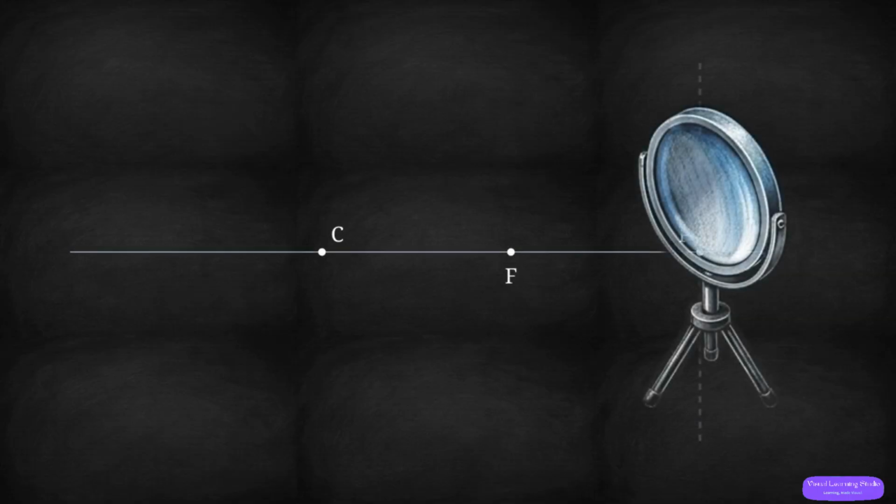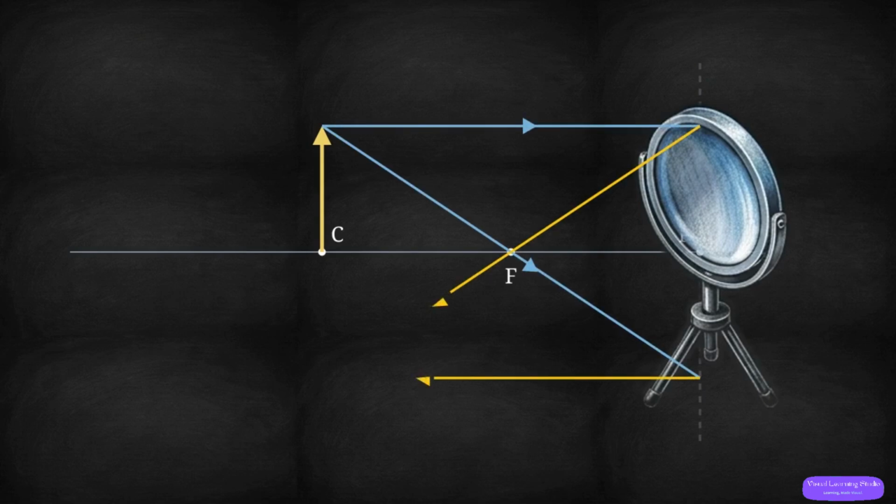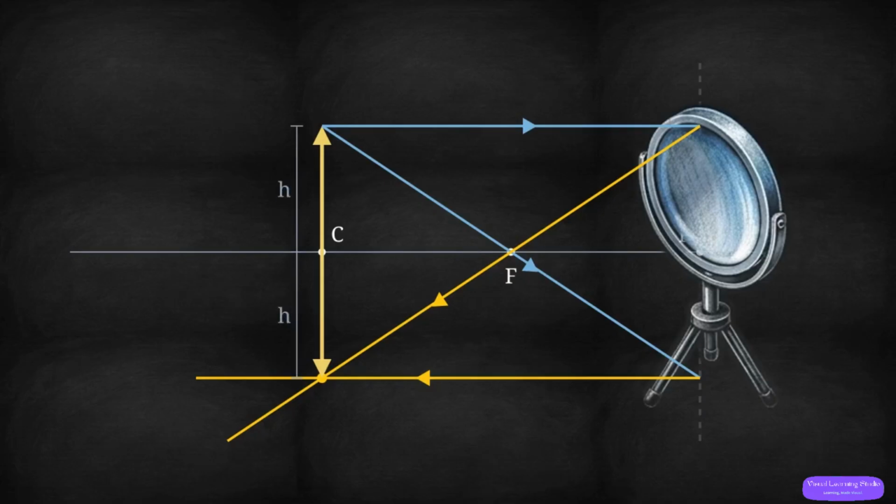Pause here and test yourself. If you place an object exactly at the center of curvature, where do the reflected rays intersect? They converge right back at that exact same point, creating an inverted image of the exact same size.